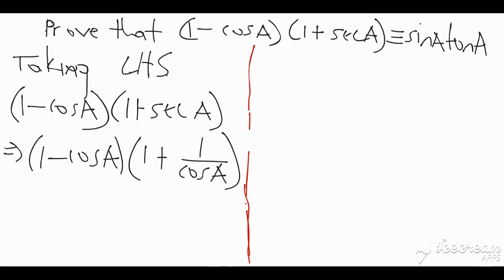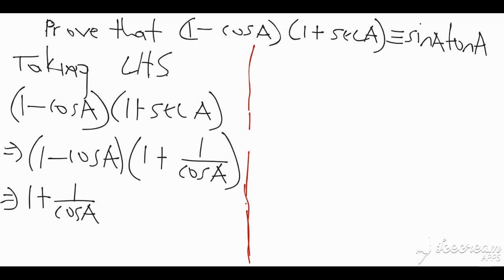Remember from my previous videos where we derived the identities, we said that the secant of A is 1 over the cosine A. Now we have two brackets to be expanded, so we're simply just going to expand them. So my first term here is 1. It's going to multiply everything in the second bracket, which is going to give me 1 plus 1 over the cosine of A.